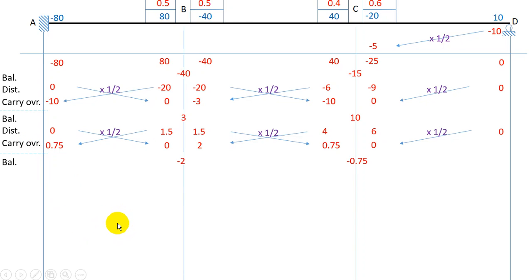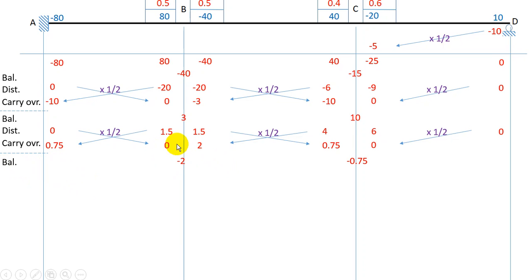You have to carry on this iteration till you get a very low value for the distribution. Now this distribution is 1.5 and here it is 4 and 6, which is quite high, so I cannot stop here. Even if you stop at this distribution, you will get an answer, but that answer would be very approximate, it won't be exact. So I'll have to carry out another iteration, and the first step of iteration is balancing.